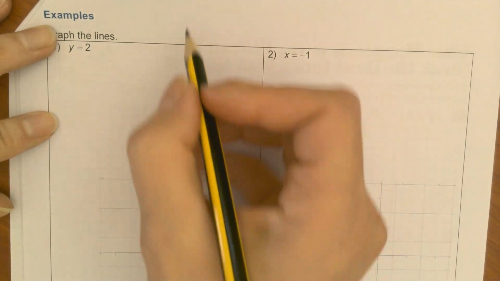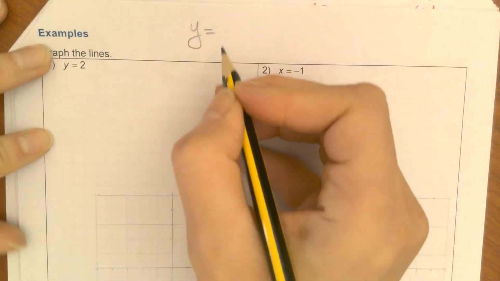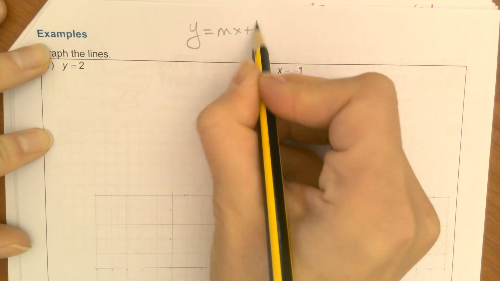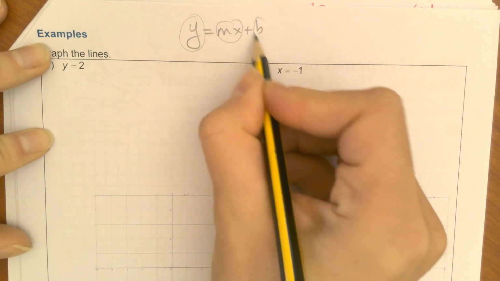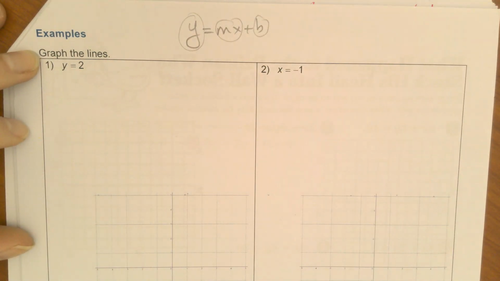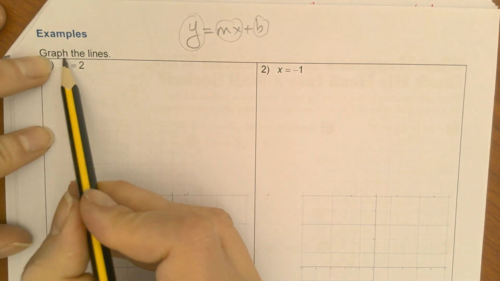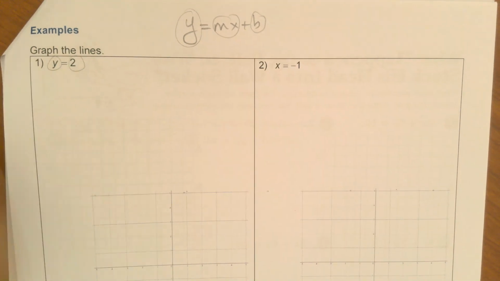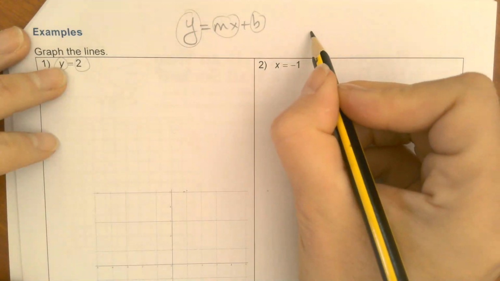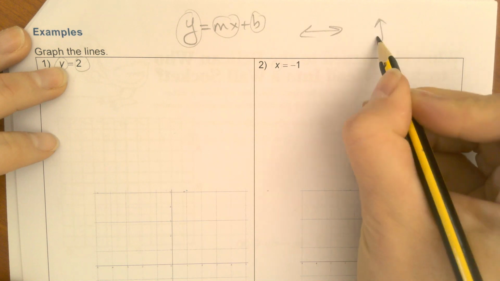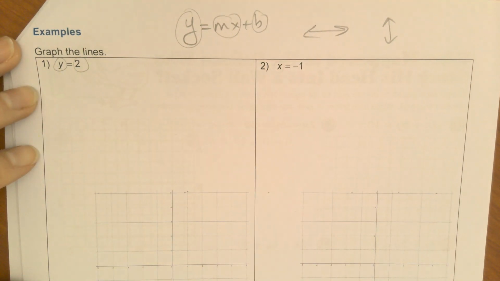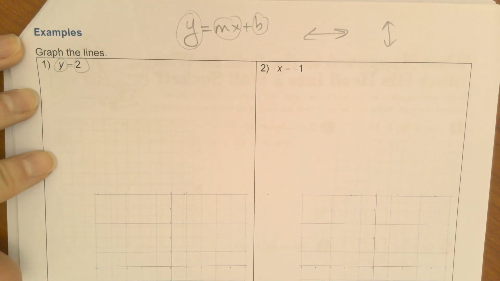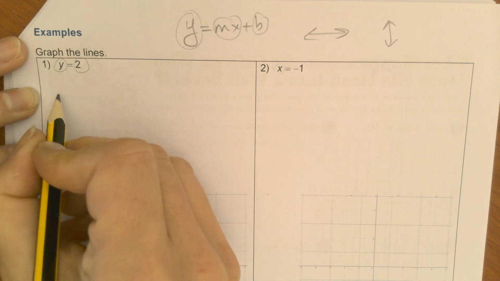So usually our equations, graphing lines, look like this. We have 1, 2, 3 terms, and we have two variables, two letters. We have x and we have y. But in this case, we only have two terms and we only have y, or we have x. So when it looks like this, we know one of them is going to be horizontal and one of them is going to be vertical. Now there's different ways to graph them, but I want to show you the easiest way to graph them.